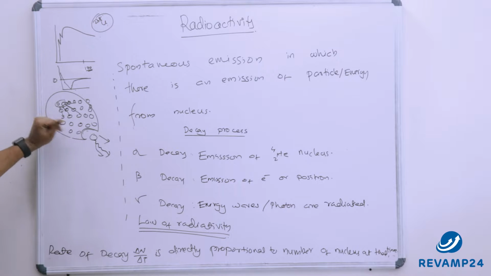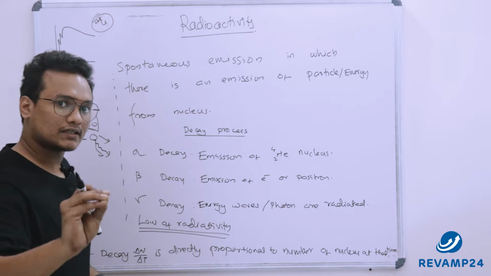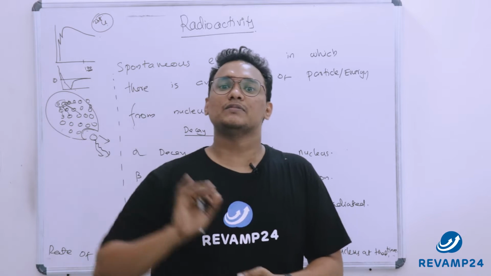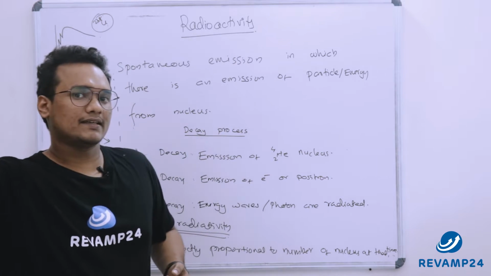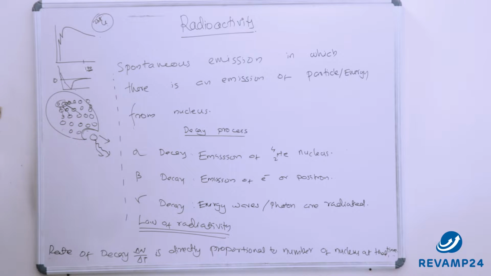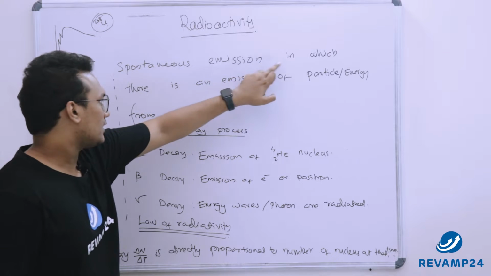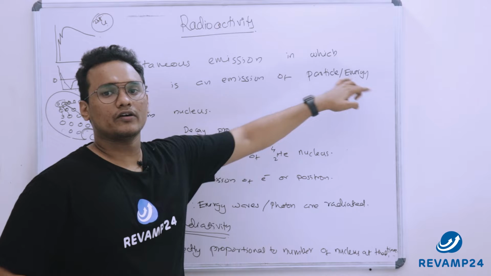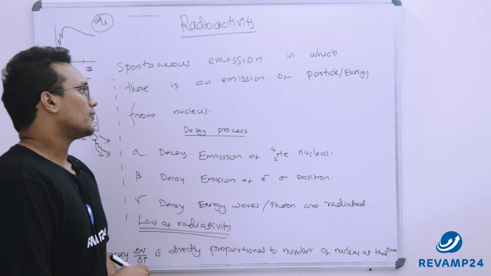Now this emission has happened from where? Inside the nucleus. From the nucleus these emissions are happening. In the photoelectric effect, there is emission of electron, but that is happening from an atom, from its orbit. But here in this case, from inside the nucleus, these emissions are taking place. So these are called nuclear emissions. Now, radioactivity has been defined as spontaneous emission in which there is an emission of particle or energy. So here I have explained emission of a particle and there will also be emission of energy, that is nothing but a photon, from the nucleus.